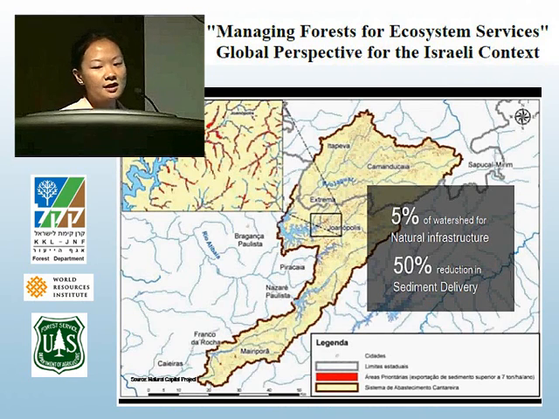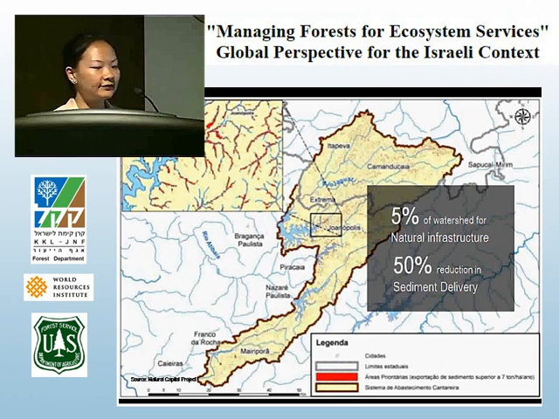So based on the model, we identified 5% of the watershed that would yield the most benefit, for example, sediment delivery reduction. And according to the model, by implementing natural infrastructure, 5% of the watershed would yield a reduction of 50% in sediment delivery.